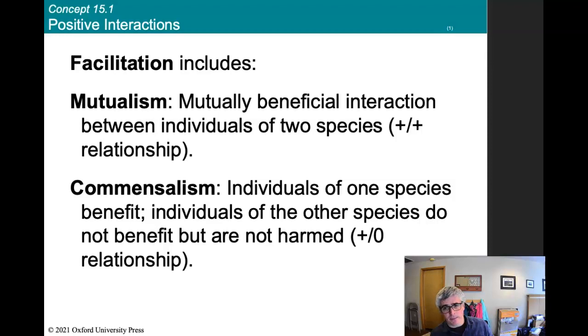And commensalism is where individuals of one species benefit, and individuals of the other species do not benefit and are not harmed. Again, there's some debate around commensalism. I've got a couple of examples of commensalism that would count as a plus zero. Others, you could invoke mechanisms where the zero organism is actually harmed.